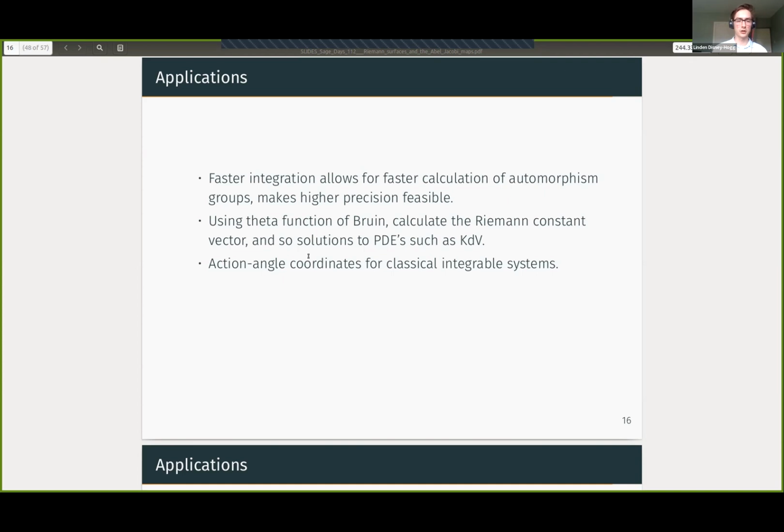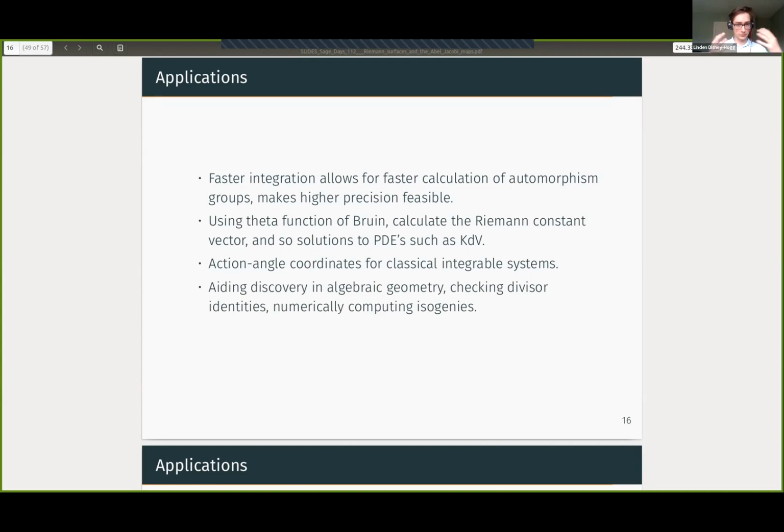And so we hope, and this is something that we've not implemented yet, but want to do, is actually calculate action-angle coordinates on a bunch of different systems to see if we can learn a bit more about them. Also, as we mentioned, you can use this to check divisor identities, compute isogenies, and these are tools that we've used again. So this Abel-Jacobi map need not have a specific implementation in mind, but be a tool in your toolbox to help aid in discovery.